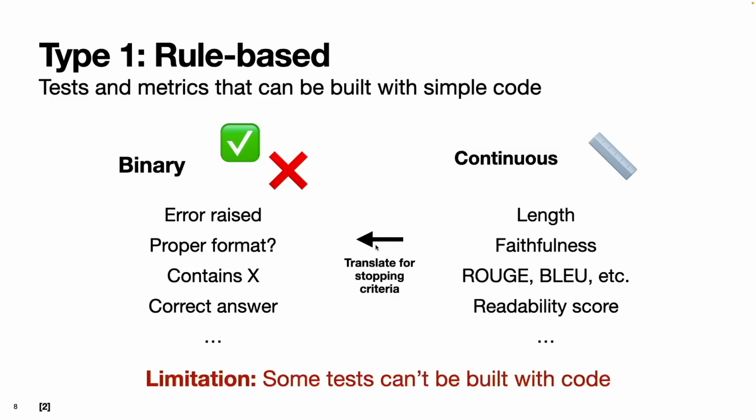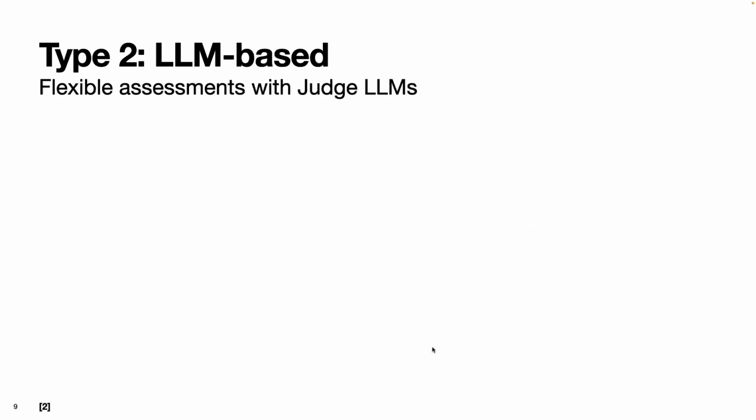So while the great thing about rule-based evals is that they're simple to implement and interpret, it is fundamentally limited in that there are just some things that can't be built with code. You can't assess the empathy of a response with code or accurately classify the sentiment of a response. For these more sophisticated tests that you might want to run, you can turn to type 2, which are LLM-based evals. These give us a more flexible way to assess a model's output using judge LLMs.